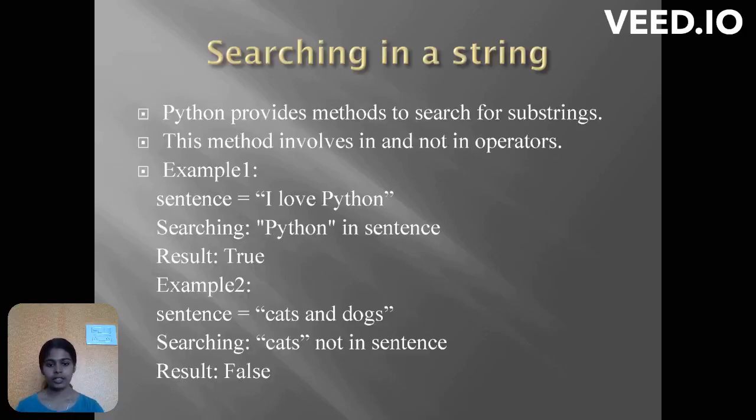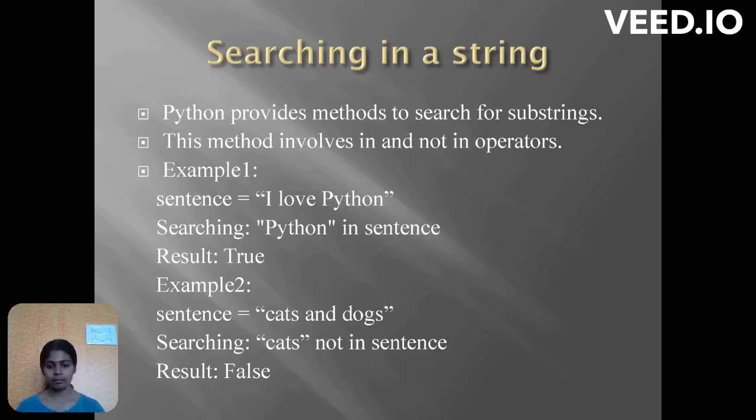Next, we have searching in a string. Python provides methods to search for substrings. This involves the in and not in operators. So let's see the example. Here we have a variable sentence, with the string "I love Python". Searching for the word Python in the sentence gives True. As we know, the in and not in operators, like searching operators, always result in boolean values. So we are searching for the word Python in sentence, and that gives True as output.